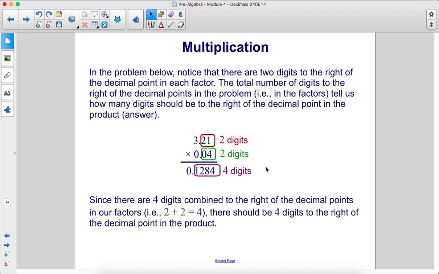In the problem below, notice that there are 2 digits to the right of the decimal point in each factor. The total number of digits to the right of the decimal points in the problem, i.e. in the factors, tells us how many digits should be to the right of the decimal point in the answer. Since there are 4 digits combined to the right of the decimal points in our factors here, there should be 4 digits to the right of the decimal point in the product.